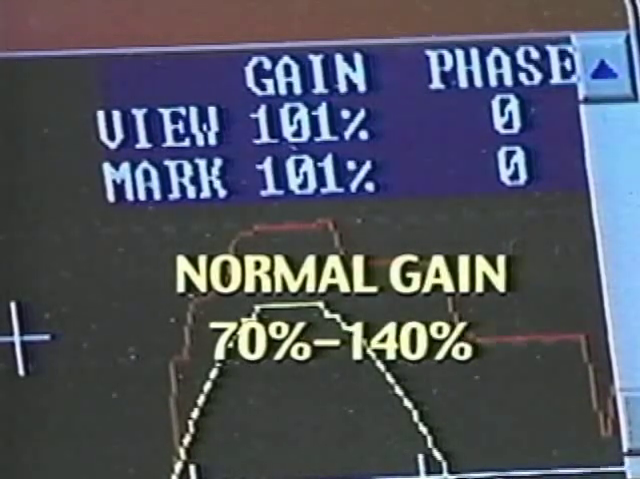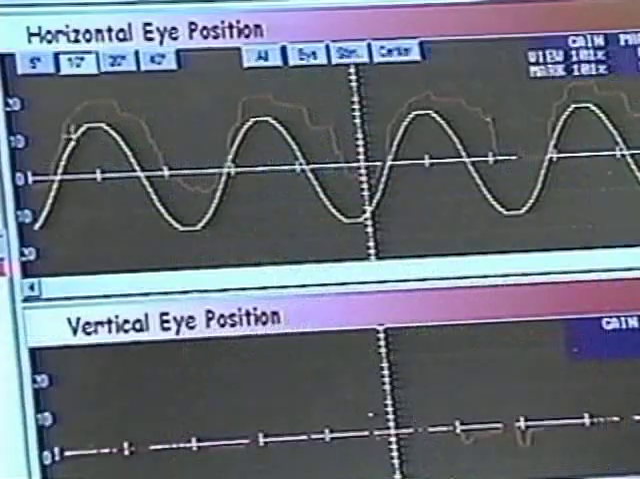And even though this particular patient exhibits a normal gain for the patient's age, because of the abnormal morphology, this is considered an abnormal testing result. It should be noted that this particular part of the ENG is the most sensitive to changes in age. And in fact, there is a decrease of 5% in gain for each decade over the age of 60.